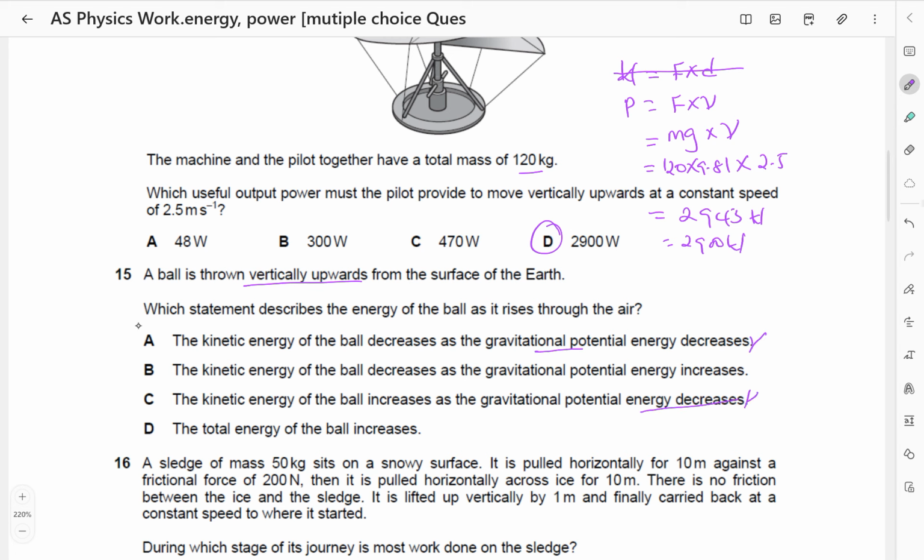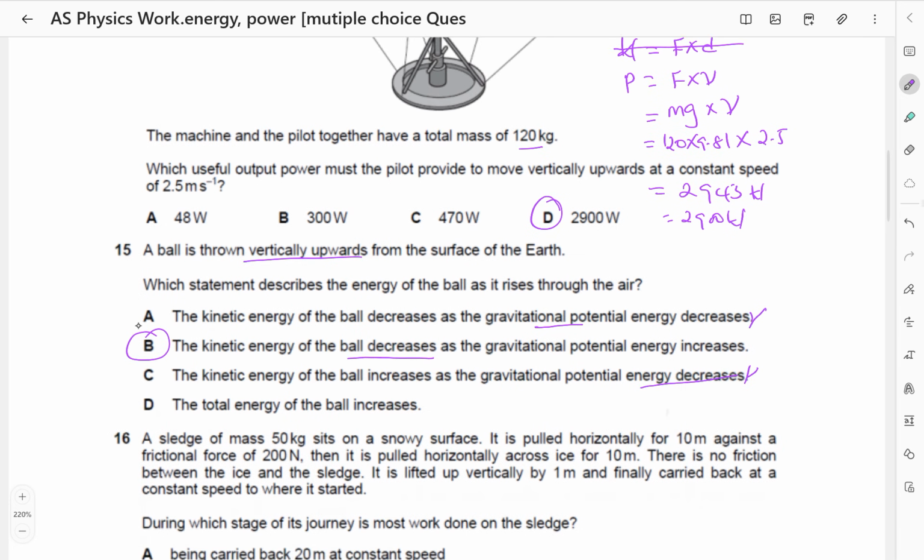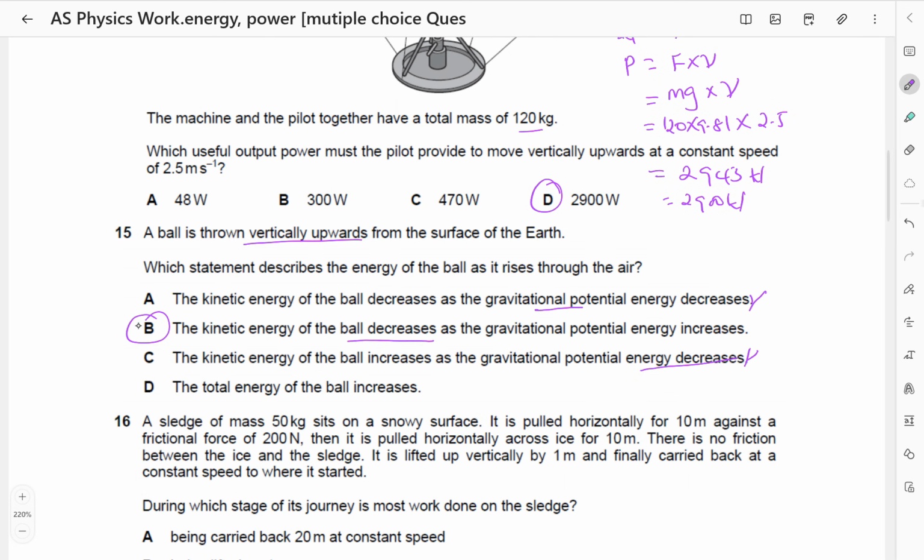So this is wrong. So the kinetic energy of the ball decreases because it's losing speed, it is decelerating, but it's gaining height. So the potential energy increases. The answer is B. The total energy of the ball increases. Total energy remains constant if it is a closed system.